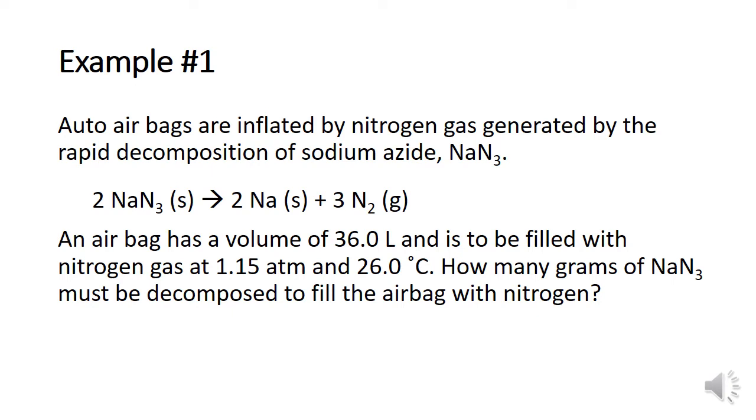So we're given information about nitrogen, but we're asked a question about the NaN3. So we're kind of dealing with two different chemicals. Whenever we're dealing with two different chemicals, that's your clue that you have to use some sort of stoichiometry in the question, because you're going to have to convert from one chemical to the other using that mole ratio. So we're going to take a look at how to solve this on the next slide.